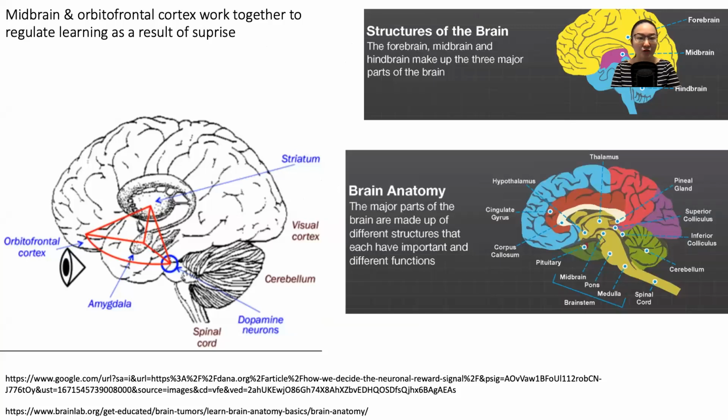Midbrain and orbitofrontal cortex work together to regulate learning as a result of surprise. You can see here on the right side structures of the brain. The forebrain, midbrain, and hindbrain make up the three major parts of the brain. Here you can see where the midbrain is, here in the middle. How about the orbitofrontal cortex? Here is where the orbitofrontal cortex is located. Midbrain and orbitofrontal cortex work together to regulate learning as a result of surprise.